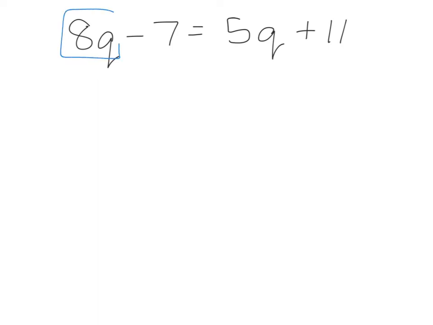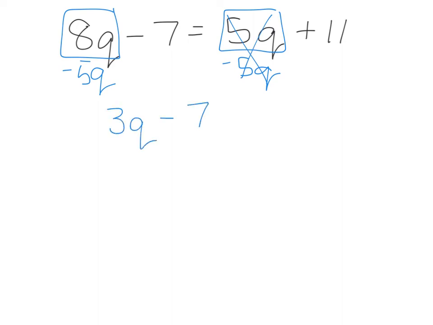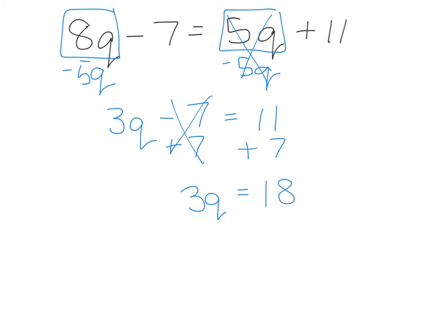Okay, I have 8q and 5q, so I'm going to take away 5 from each side, 5 q's, that is. So these are gone. I have 3 q's left over here, minus 7 equals 11. So to get q all by itself, I've got to add 7, so I get 0 here. So I add 7 to this side. So 3q equals 18. This is 3 times q, so now I divide by 3. So this makes 1q equals 6.